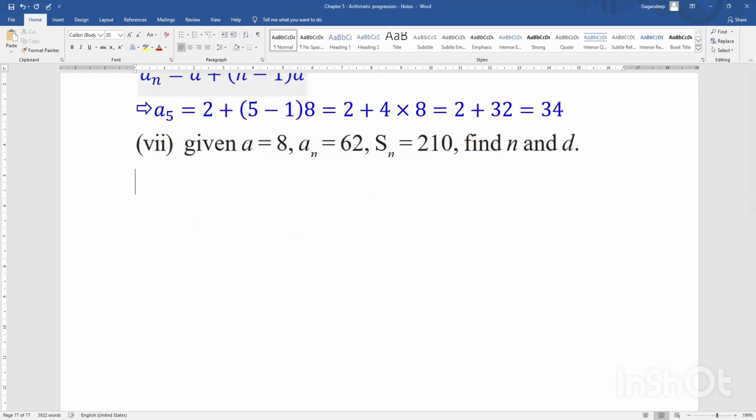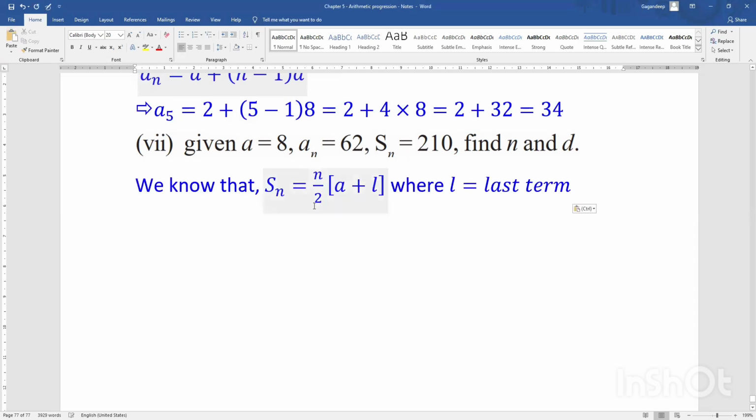Now here given a equals 8, an equals 62, Sn equals 210, find n and d. So we're going to take the formula Sn is equal to n by 2 into a plus an. Now why have we taken this formula? Here we have the last term, and Sn is also given, and the first term is given, right? So we can use this formula.